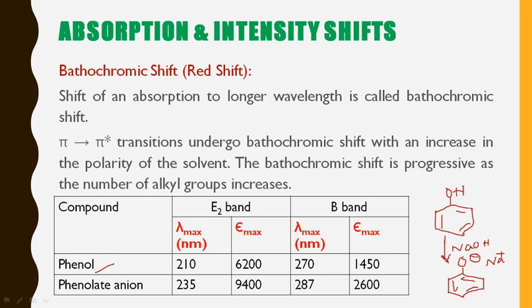The conversion from phenol to sodium phenoxide is a bathochromic shift, because you are showing here 210 nanometer to 235 nanometer, and here 270 nanometer to 287 nanometer. So, the shift increases towards the longer lambda max or longer region, that means an increase in the wavelength. It shows a bathochromic shift.